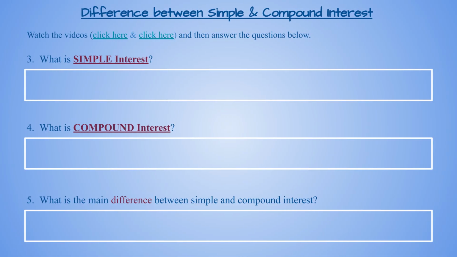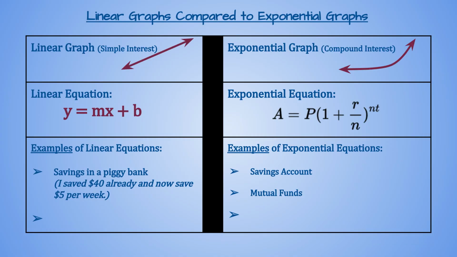Next, we will look at the difference between simple and compound interest. After watching the relevant videos, answer the questions. What is simple interest? What is compound interest? And what is the main difference between them? Simple interest is represented by a linear equation and graph written as y equals mx plus b. This graph increases at a constant rate. Compound interest is represented by an exponential equation and graph. Notice how the graph starts out flat, then becomes very steep over time as the interest compounds. Examples of linear growth include saving money in a piggy bank. Examples of exponential growth include savings accounts and mutual funds, where interest is earned on both the original amount and past interest.